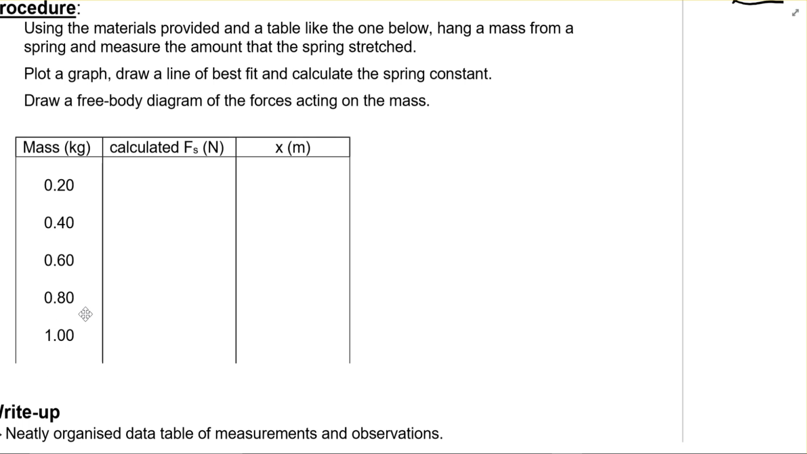5 points is what I would like to have. If you only have 4, then I guess we got to deal with that. So you have to calculate Fs, which is really just going to be mass times gravity, right? It's going to be the same as Fg. And then measure that, and then make a graph of it.